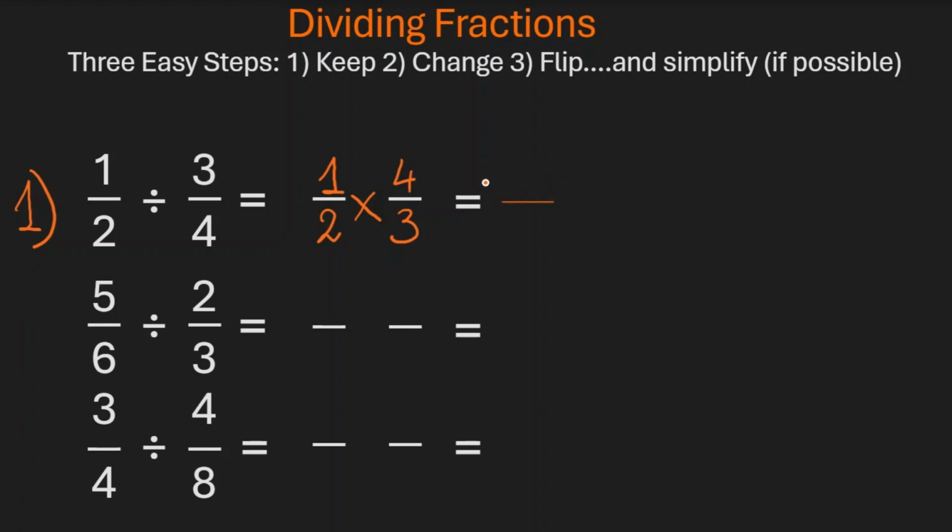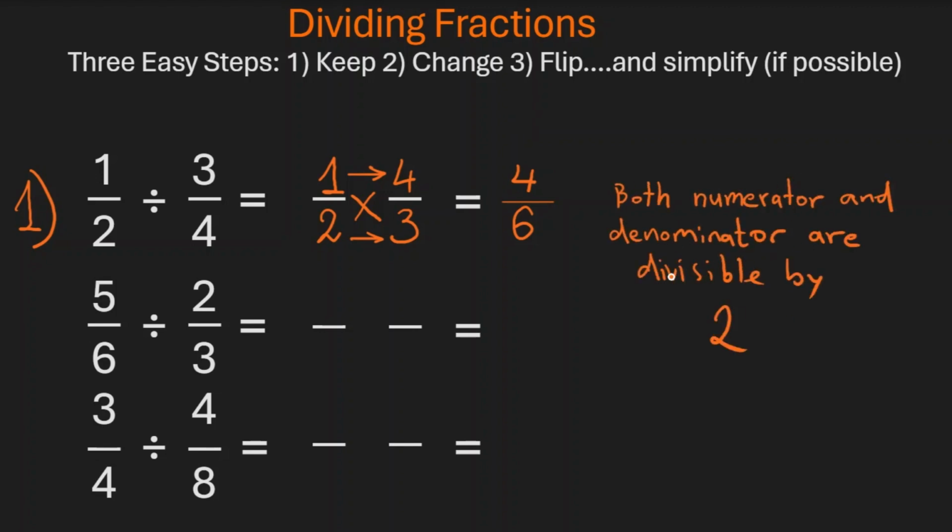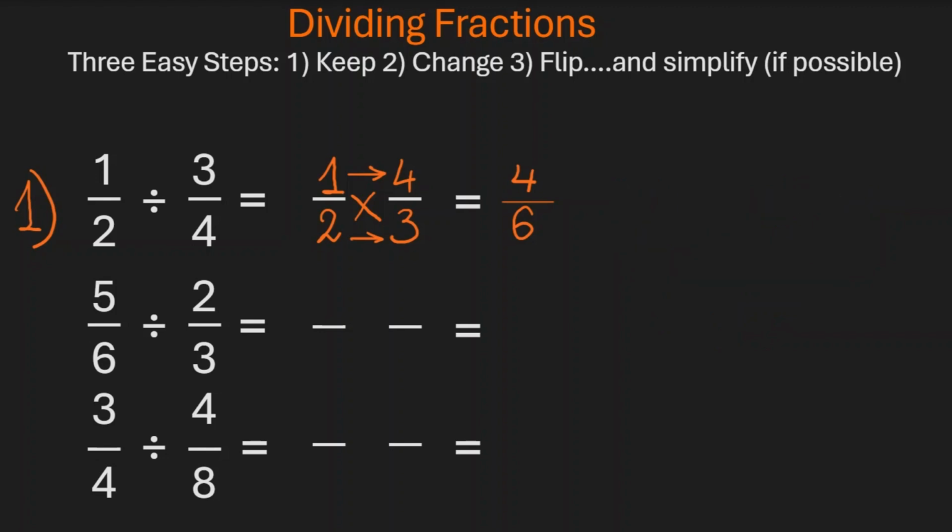Multiply the numerators. 1 times 4 equals 4. Multiply the denominators. 2 times 3 equals 6. That gives us 4/6. Now, both the numerator and the denominator are divisible by 2, so we can simplify the fraction. When we divide both 4 and 6 by 2, we get 2/3.